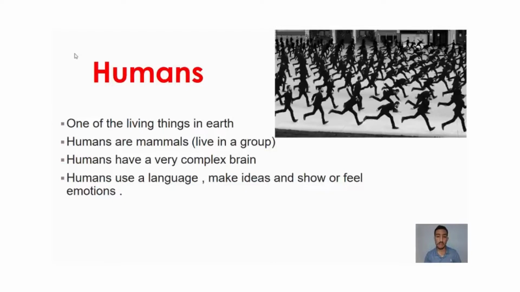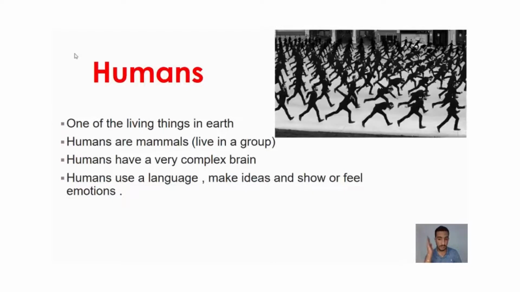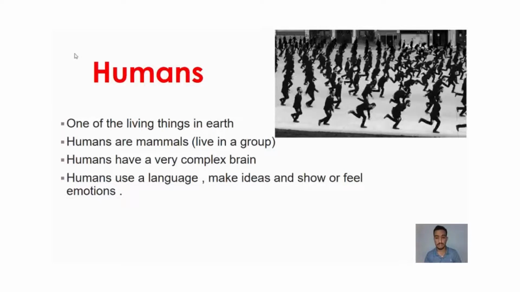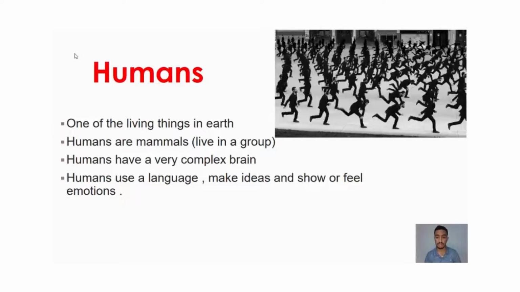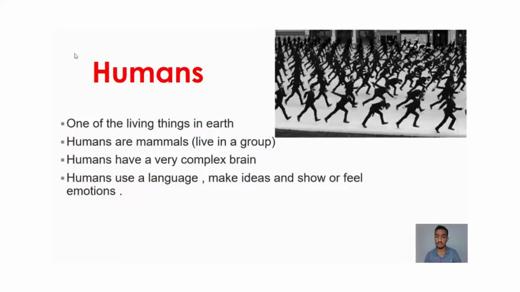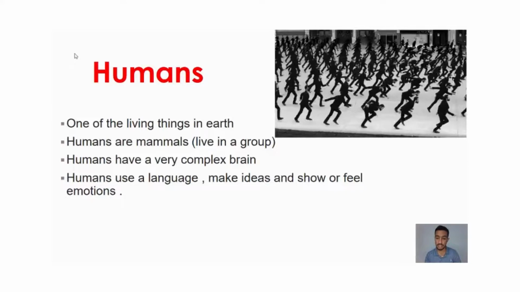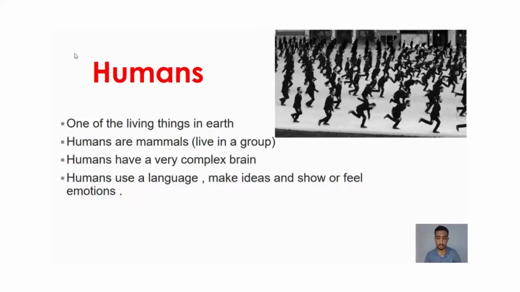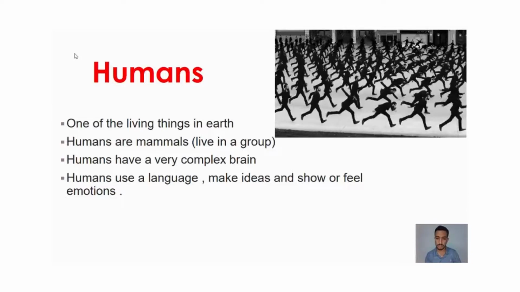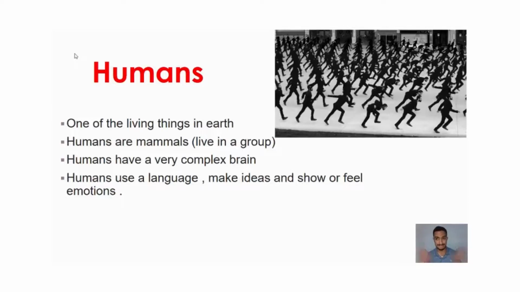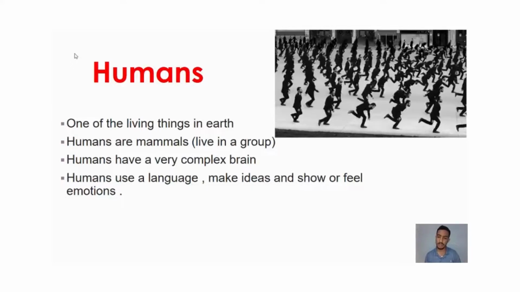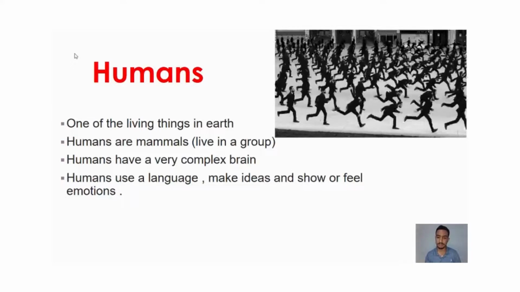Humans also have a very complex brain. They have the most powerful brain of all living things. A human can do many great things with their brain. Humans use language, as I'm speaking with you right now in English. Humans can make plans, for example, what you're going to do tomorrow. Humans can show or feel emotion. Sometimes you're happy, sometimes you're sad, sometimes you're angry, and it keeps going, depending on the situation.